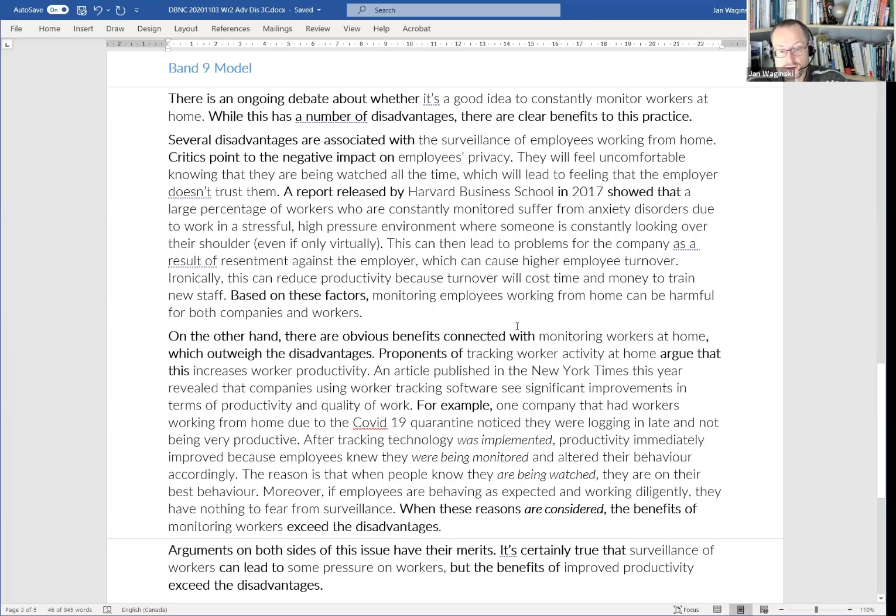Any technology that monitors how people are working. You don't need to talk about the specifics. I would suggest you not talk about the specifics. Okay.